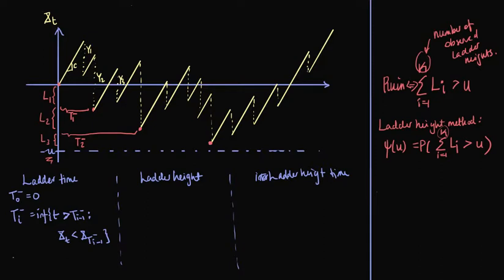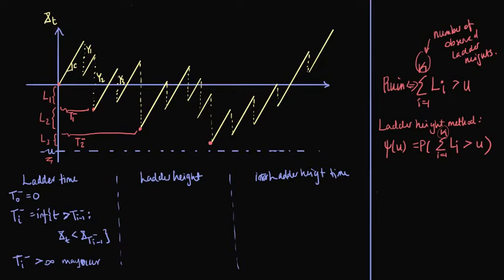Now note that these ladder times might not necessarily be finite. They may actually be infinite. And the case where they are infinite occurs if, for example, we look here, the first, second, and third ladder time is well defined and finite. However, if this process just goes up and up and up and never comes down here again, then the fourth ladder time will be infinite.